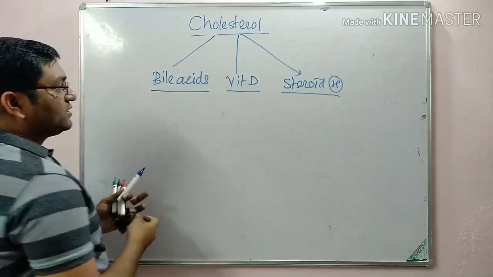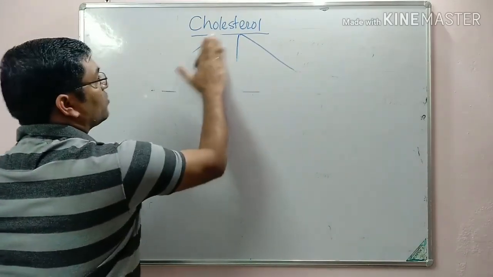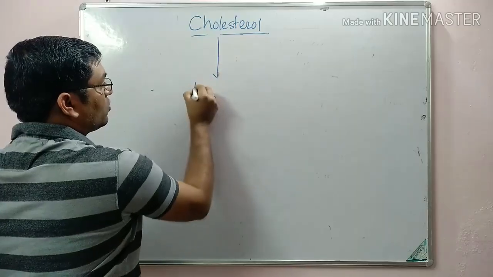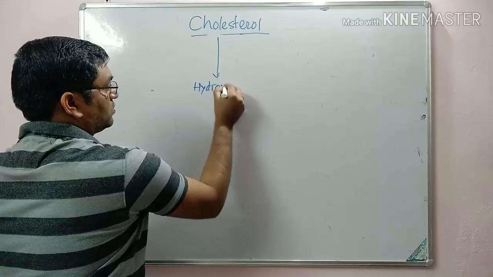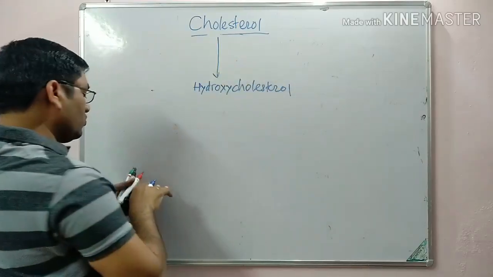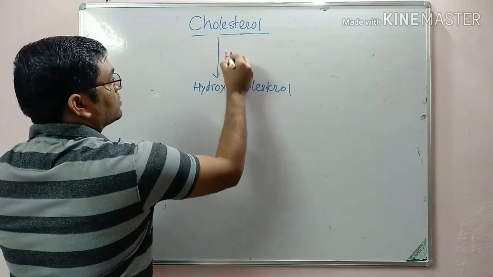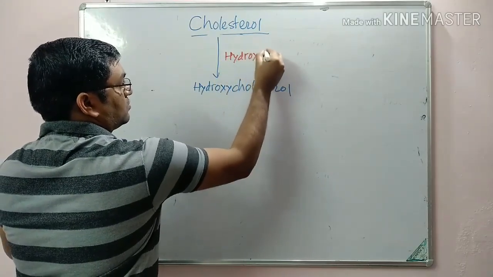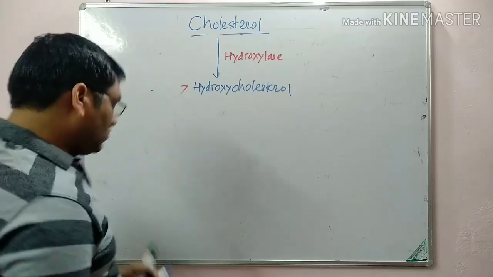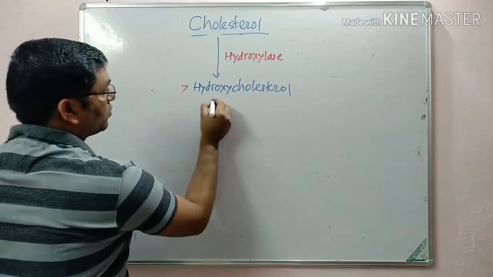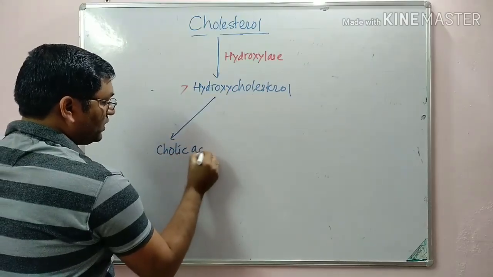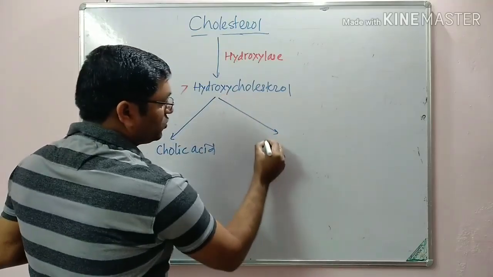Coming to the bile acid synthesis, with the help of hydroxylase enzyme, this cholesterol is converted into hydroxycholesterol. With the help of an important enzyme, that is 7-alpha hydroxylase, it is converted into 7-hydroxycholesterol. Now, through several steps, this 7-hydroxycholesterol is converted into cholic acid and chenodeoxycholic acid.